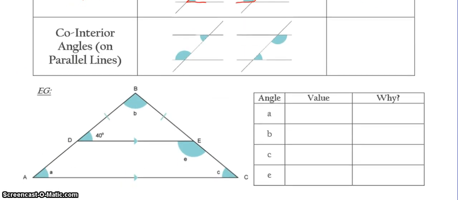The last relationship with parallel lines is called the co-interior angles. And co-interior angles are in between the two parallel lines and on the same side of the transversal. So they're both in between the two parallel lines, and this time they're on the right side of the transversal. This is what we usually call the C pattern. And with the C pattern, the two angles add up to 180 degrees.